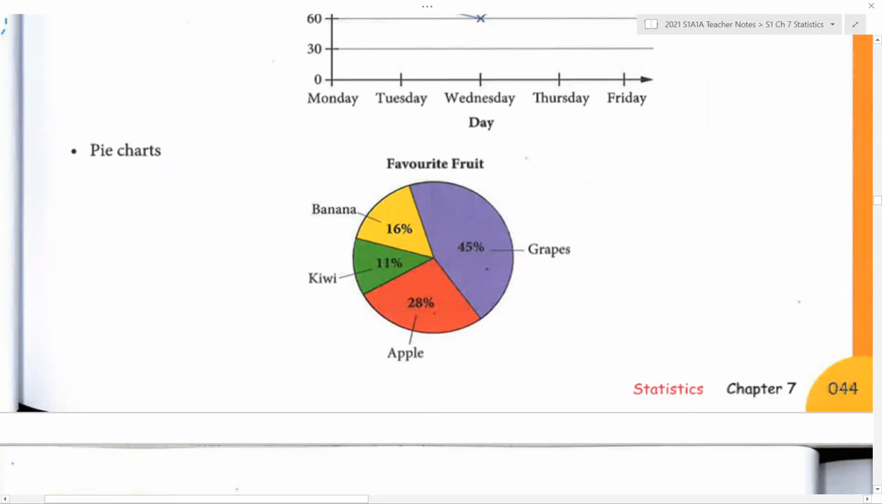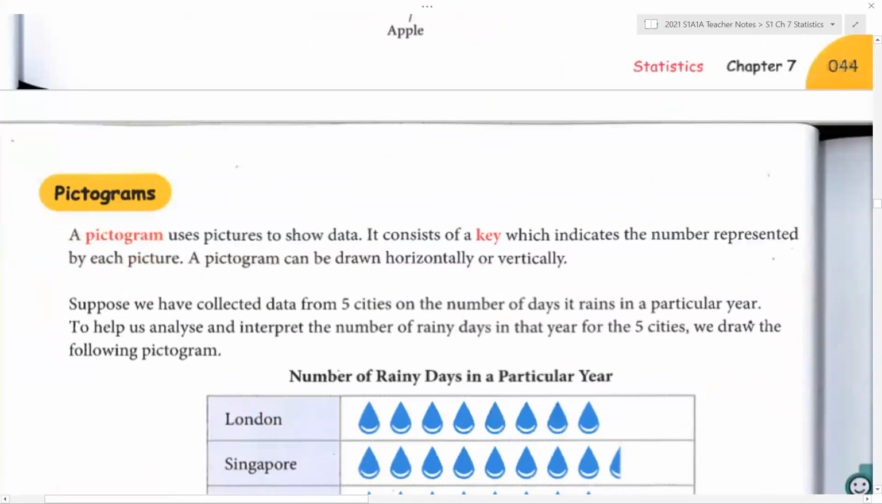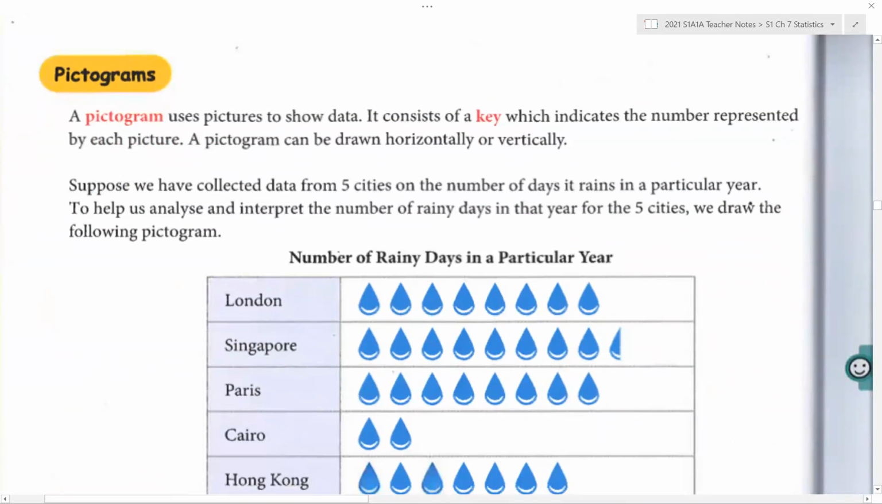By the way, how many degrees in one whole circle? 360. Okay, so all of them have to end up with 360 degrees. So in the first one, pictogram, we use pictures to show the data.